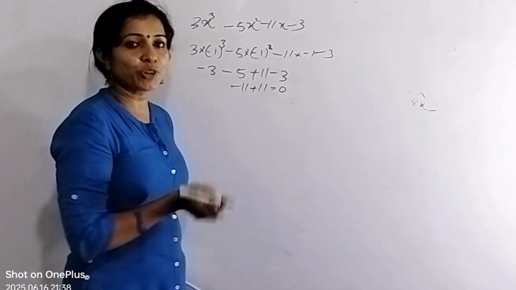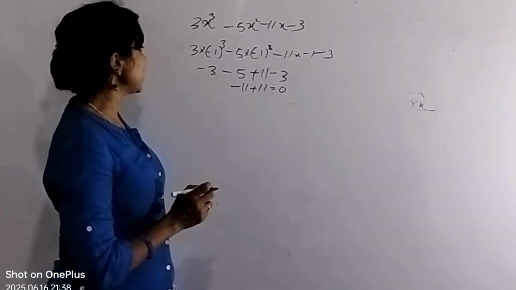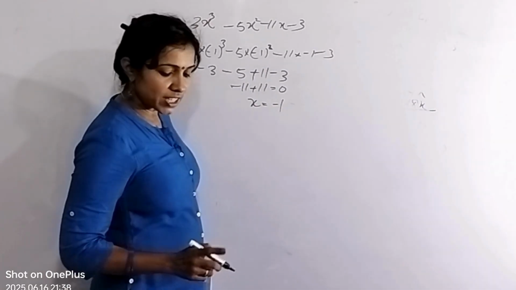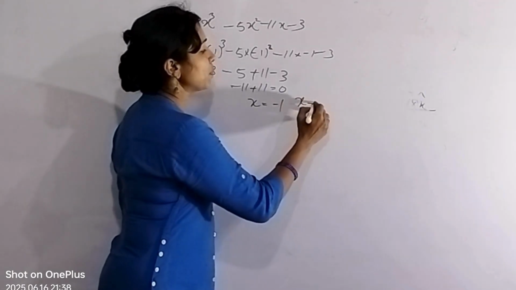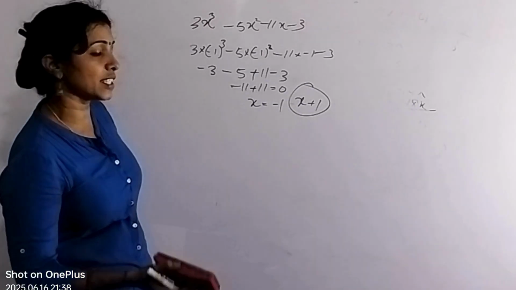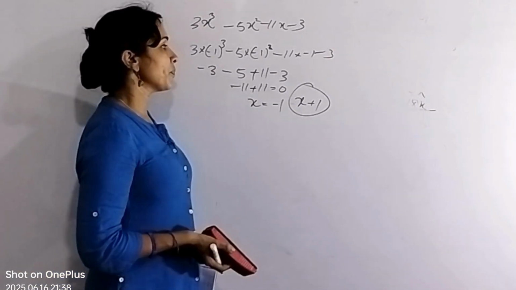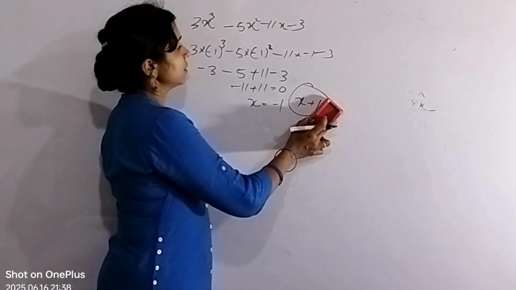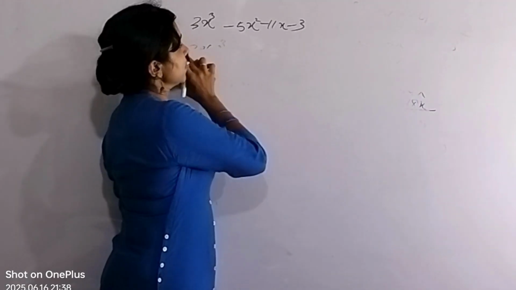Oh, lucky, we got one zero. That means x is equal to minus 1 is one zero here. So x plus 1 is a factor here. Okay, clear? So if we get the factor x plus 1, how can we find the other factor? Okay, we can see.